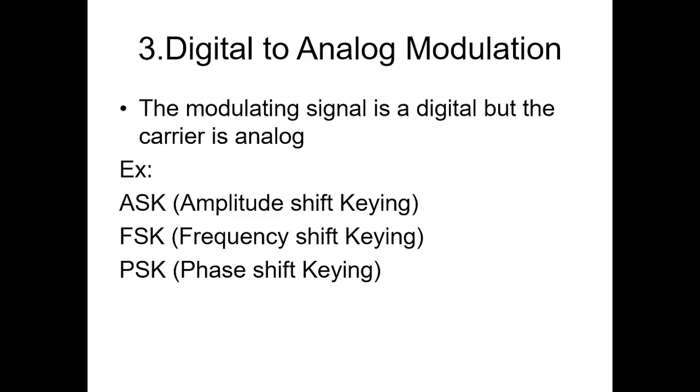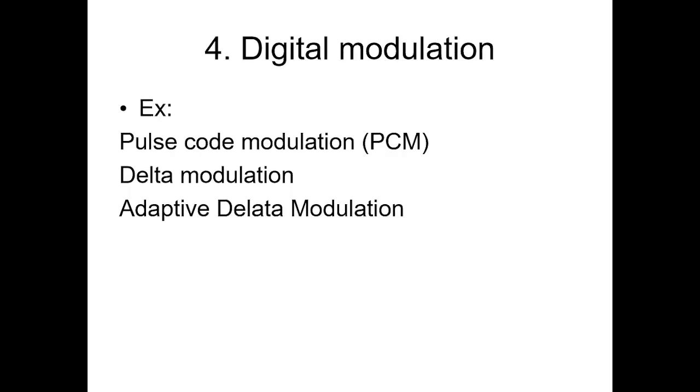Next, the fourth one is digital modulation. Here both the information signal and carrier signal are digital. Examples are pulse code modulation PCM, delta modulation, and adaptive delta modulation. That completes these types of modulation.